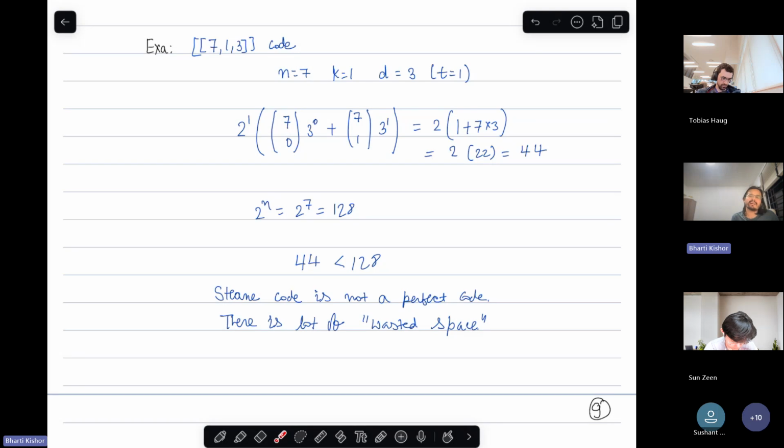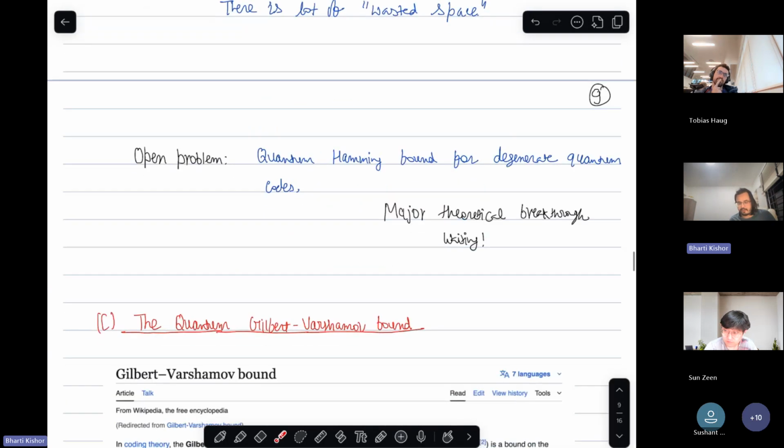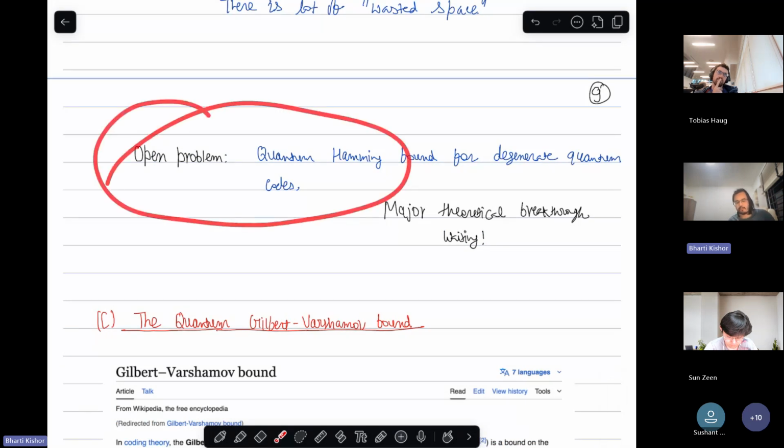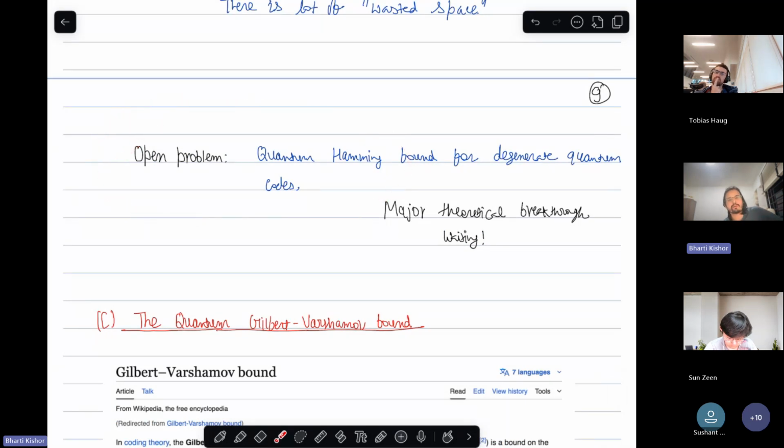But in quantum error correction, in the stabilizer codes and so on, we have so many degenerate codes. So these codes are degenerate codes, and that's why there is a lot of wasted space, if one can go by this quantum Hamming bound argument. So I don't know. Maybe there is a tighter bound than quantum Hamming bound for degenerate codes, but that is waiting to be discovered. So this is a major open problem that one can work on.